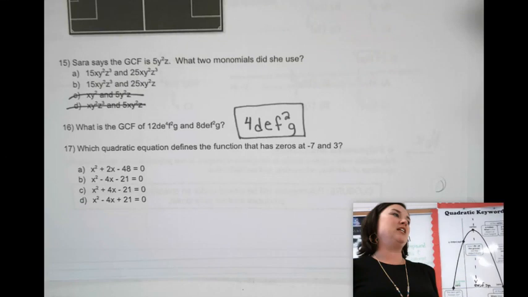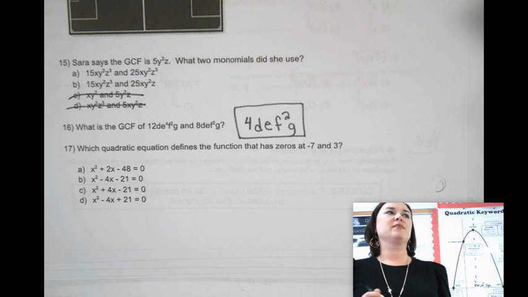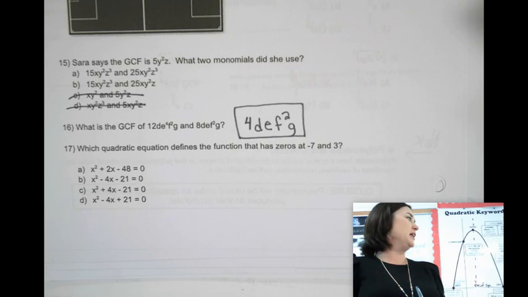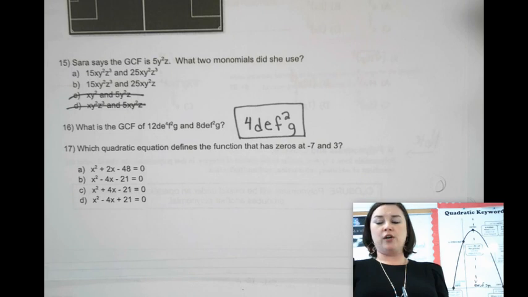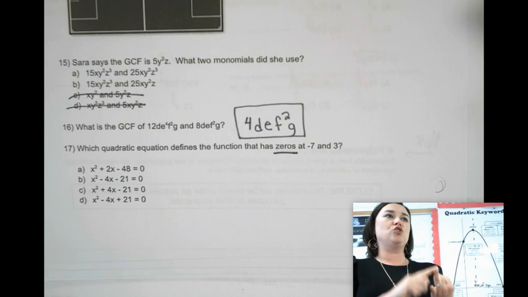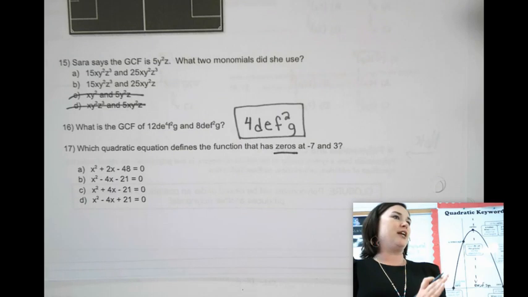The answer to number 17. I want you to tell me a way I could find the answer to number 17. Plug it in Desmos. Type it into Desmos. If I type it into Desmos, what am I looking for when I type it in? The x-axis. Where it crosses the x-axis, because zeros means x-intercept, solution, or root. So which one of these crossed at negative 7, 3?